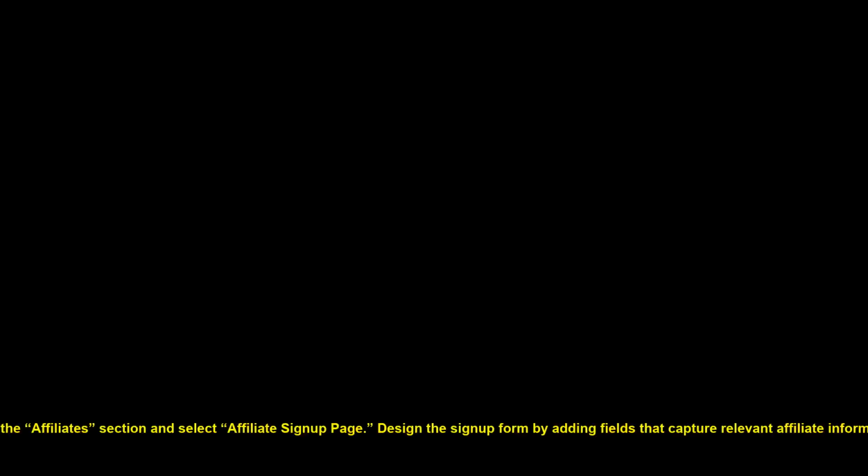Next, create your affiliate sign-up page. Go to the Affiliate section and select Affiliate Sign-up Page. Design the sign-up form by adding fields that capture relevant affiliate information. Once your form is ready, publish the page and take note of the URL.